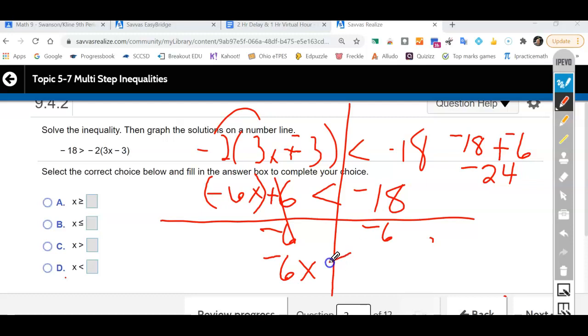So we got -6x is less than -24. And then the last thing we do is we divide both sides by the -6. And then that will cross out to give us x by itself.